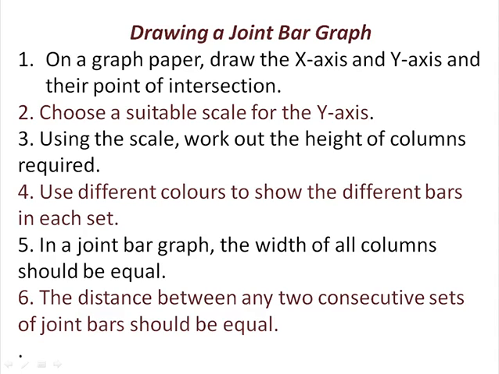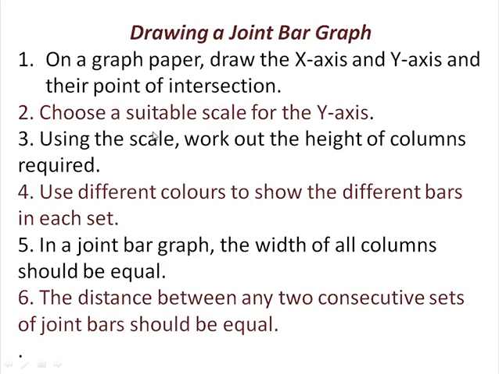Let us recall drawing a joint bar graph. For that, first on a graph paper, draw the x-axis and y-axis and their point of intersection. So children, last year, as we did while drawing a simple bar graph, we first drew the x-axis and y-axis and their point of intersection. Here, for a joint bar graph also, you have to follow the same step. That is, first you will draw the x-axis and y-axis and their point of intersection.